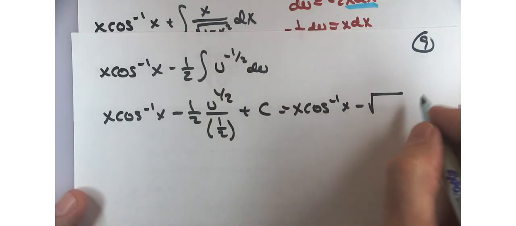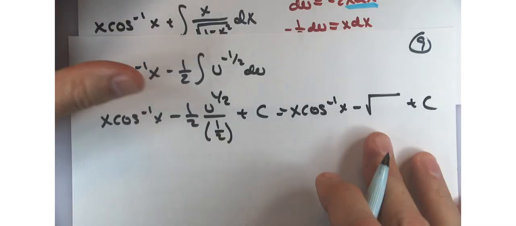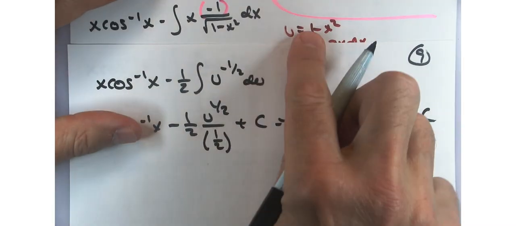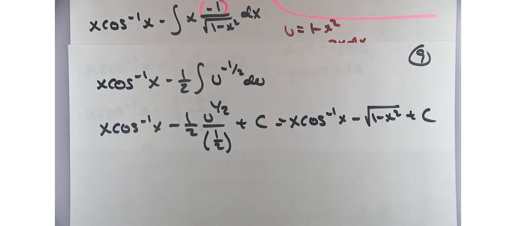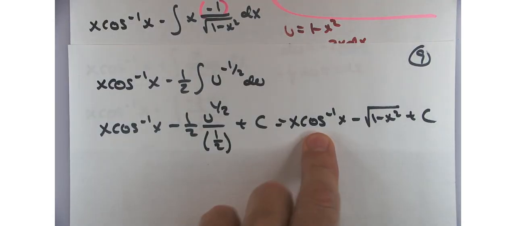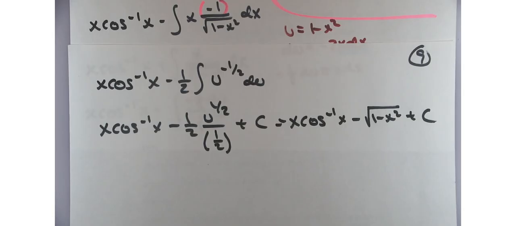What was u taking the place of, though? U was taking the place of 1 minus x squared. So, wow. There you go. There's your final answer. Comments or thoughts on this one? Example C.